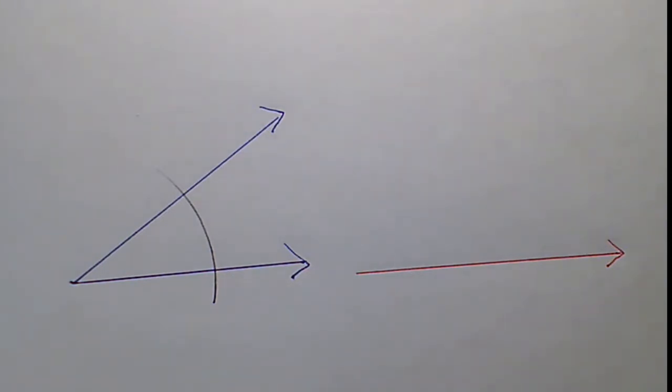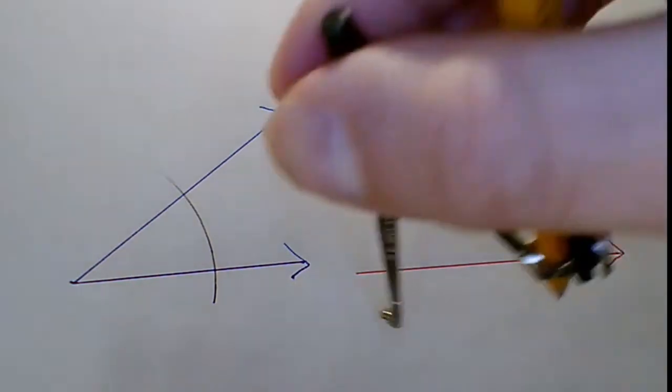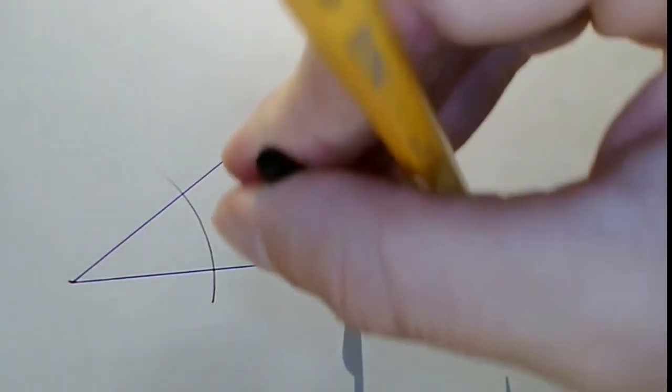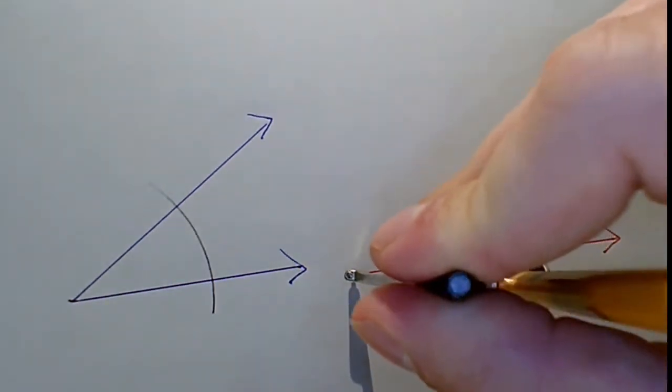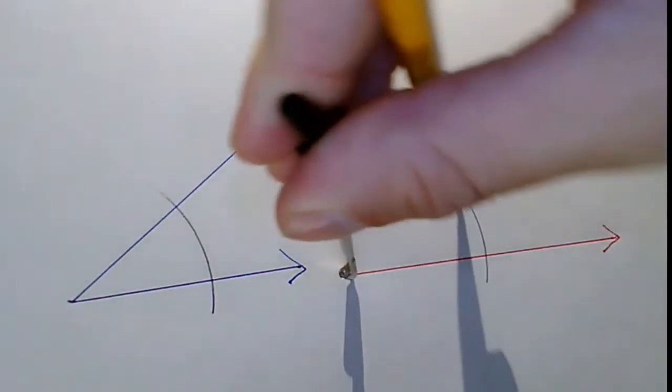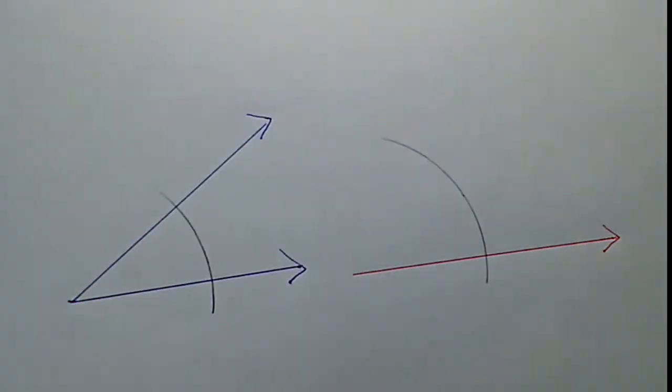I'm going to go to my ray that I just created, put the stabby end at the end point, and make sure that the curve I make here is just about as long or even longer than the curve that I made on the previous one. So I made it a little bit longer.